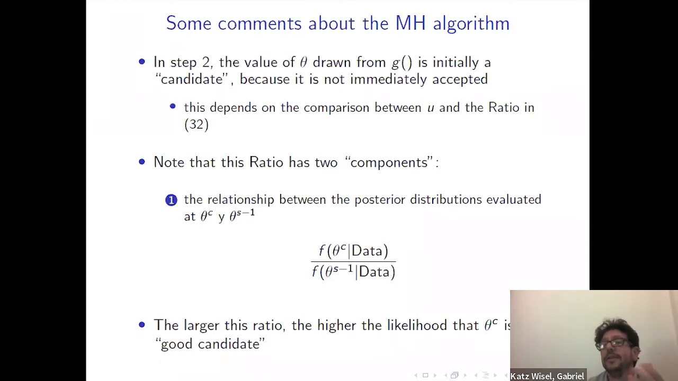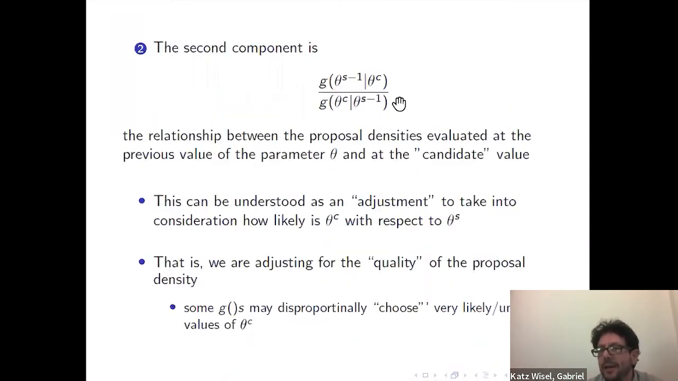And we correct this ratio, or we multiply this ratio, by the second component, which is the ratio of the proposal density evaluated at the previous value of the parameter and at the candidate value. This is sort of an adjustment to account for the fact that some proposal densities might disproportionately choose some values of the parameter rather than others.